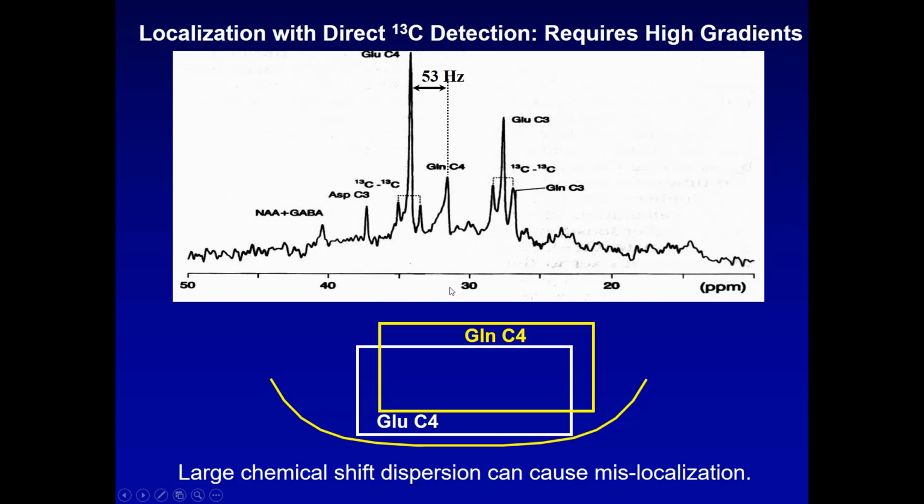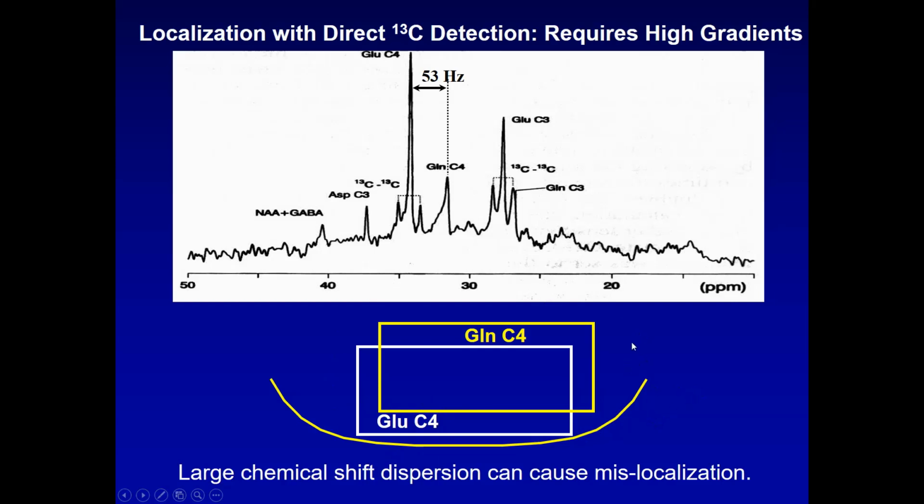Now, when we're doing localization, we put on a gradient and select a band of frequencies for the inversion. So now we have frequencies selecting location and frequency selecting spectra, and that creates a confound. The volume of glutamate carbon-4 may be located here, but glutamine carbon-4 is going to come from a slightly different location in space, and this is called chemical shift dispersion artifact.